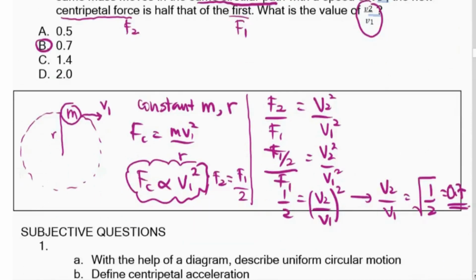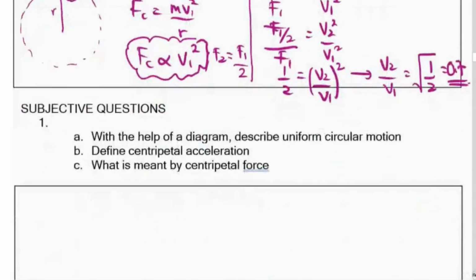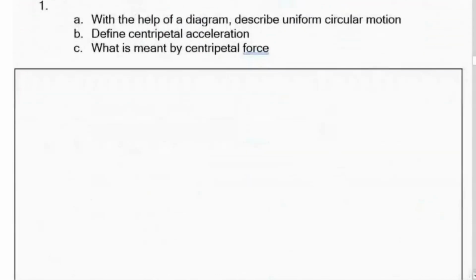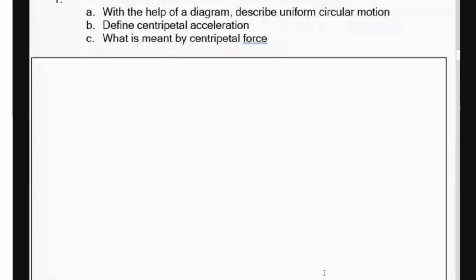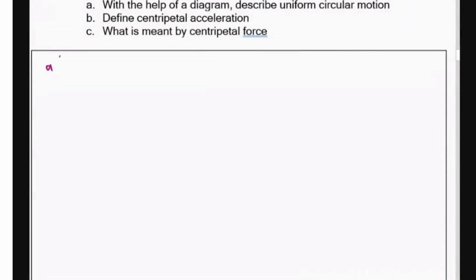Okay, next we proceed to the subjective question. Number 1: with the help of a diagram, describe uniform circular motion. Right, this is the same picture we drew before for the objective question. We take a mass m of an object and draw a circle. To describe the uniform circular motion, you put V, which is tangent to the curve, and the AC pointing towards the center.